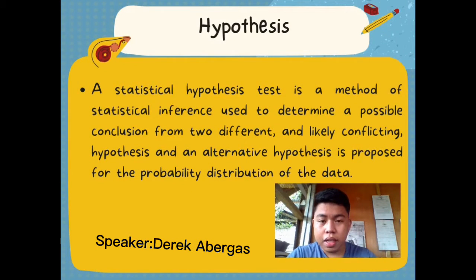Hypothesis. A statistical hypothesis test is a method of statistical inference used to determine a possible conclusion from two different and unlikely conflicting hypotheses, and an alternative hypothesis is proposed for the probability distribution of the data. So, hypothesis testing is used to assess the plausibility of a hypothesis by using sample data. The test provides evidence concerning the plausibility of the hypothesis given the data.